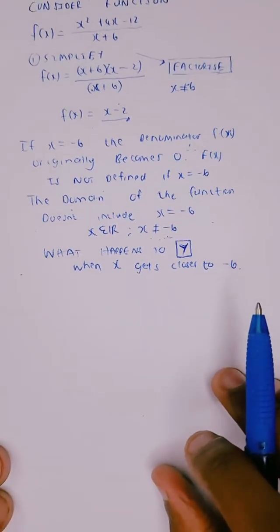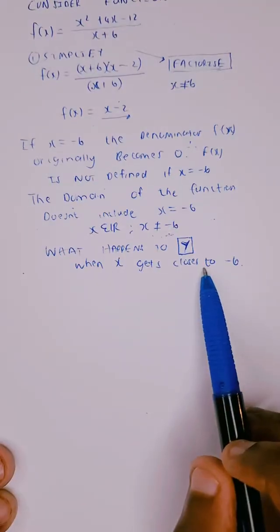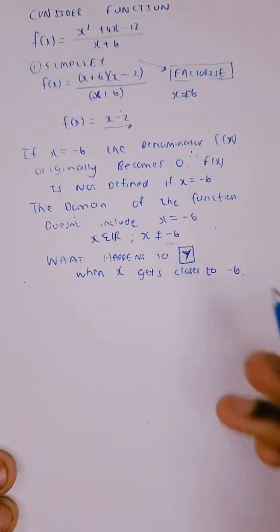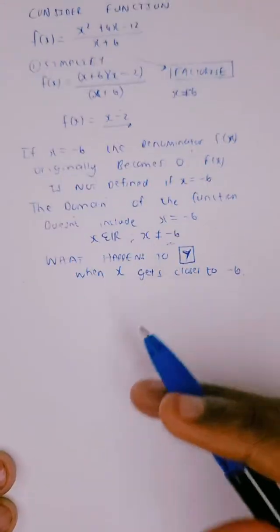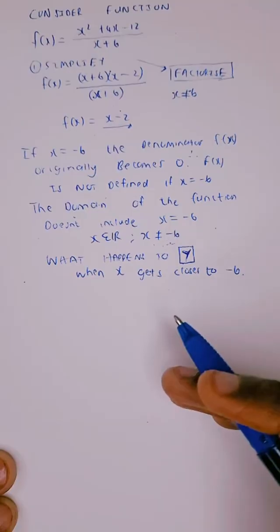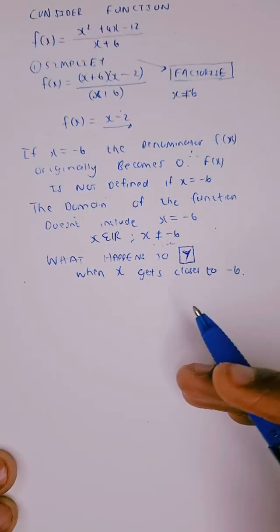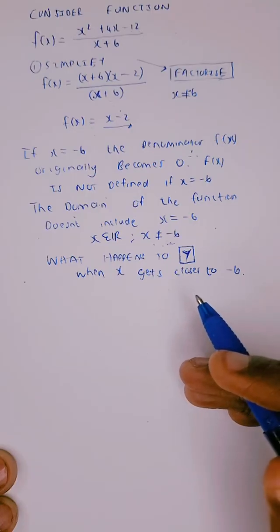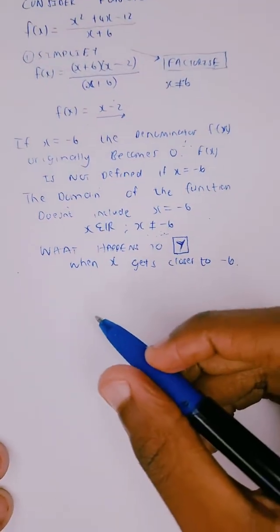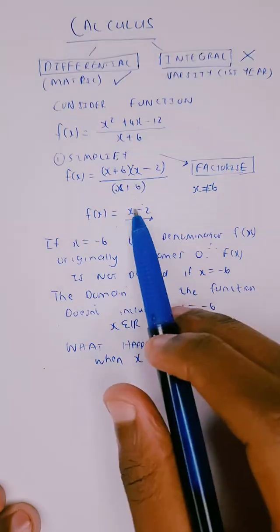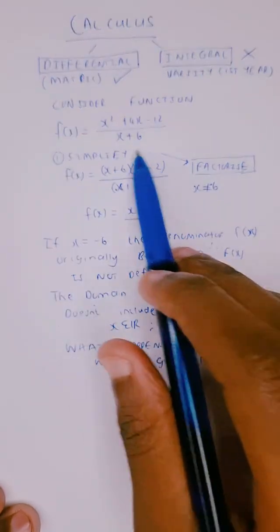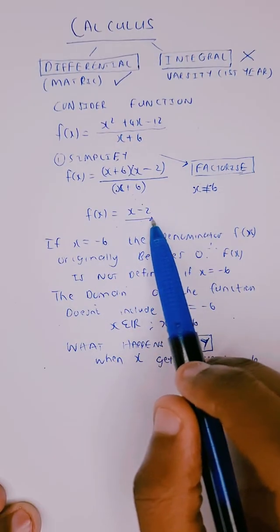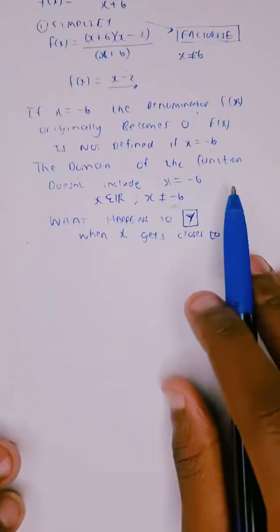What happens as x gets closer to negative 6? We know at negative 6 the function is not defined, but the question that we have is, what happens as x gets closer and closer to negative 6? What is the value of y approaching? Okay, so we know that this is the function that we get after simplifying. F of x is equal to x minus 2. What type of function is this? It's a straight line function.